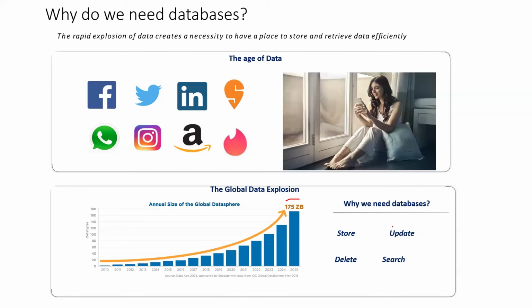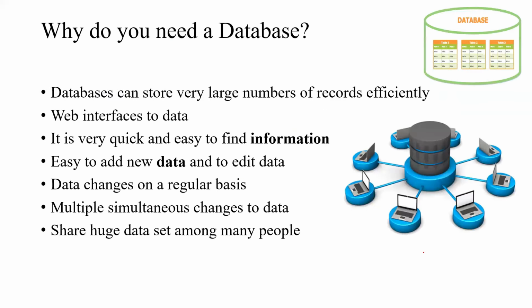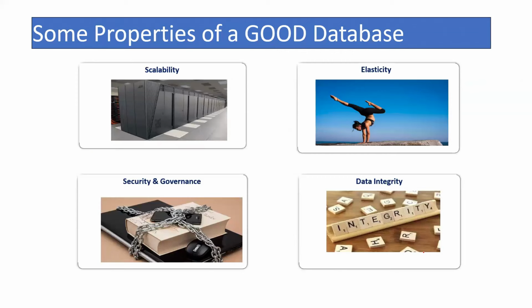Why do we need data? Basically, the four characteristics of data are store, update, delete, and search. Only for these purposes do we require data. Already we discussed this point. What a database is, we also discussed yesterday. It is a collection of data, basically organized information stored electronically. Some properties of data we discussed.